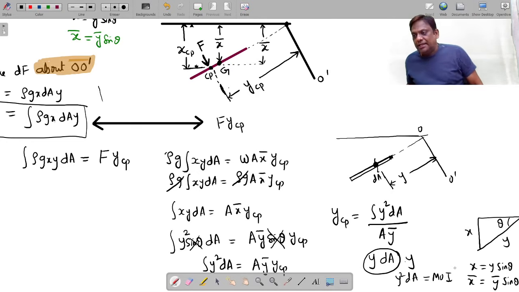Don't worry about that. It is known as moment of area. Now tell me about what axis you have taken the moment. You have taken moment about this OO dash, and that's why it is written as IOO dash.